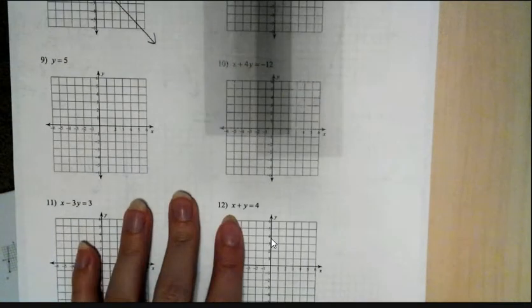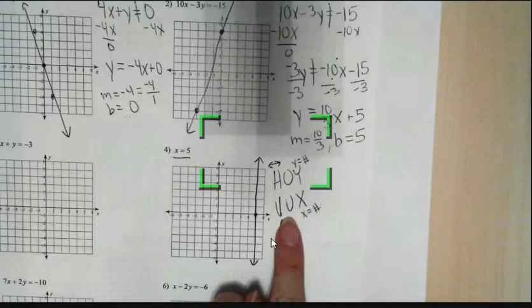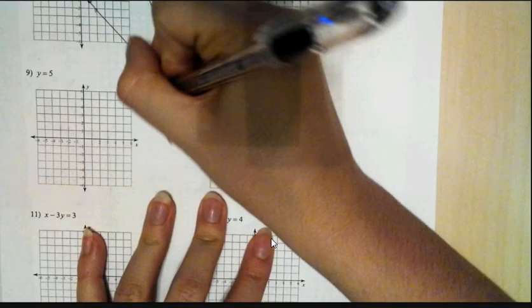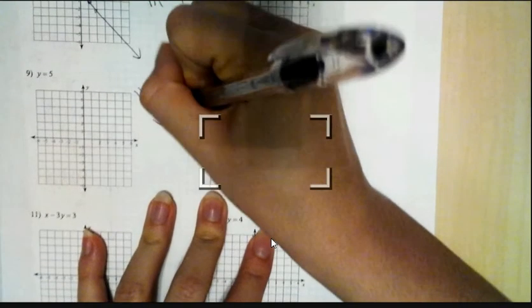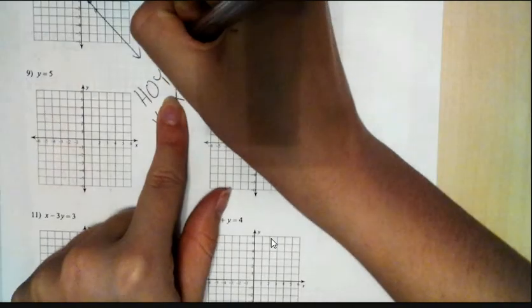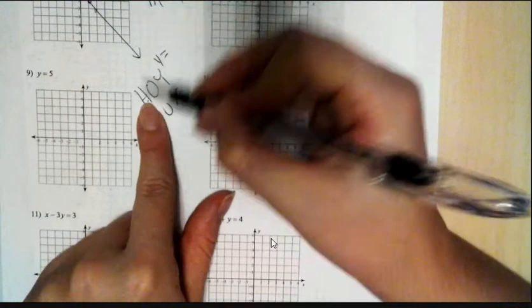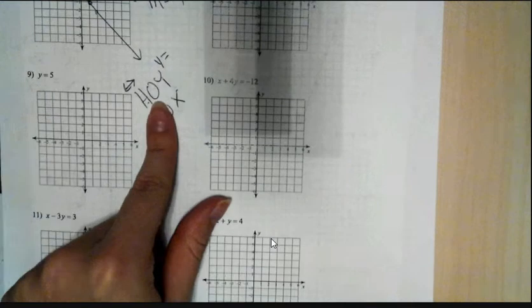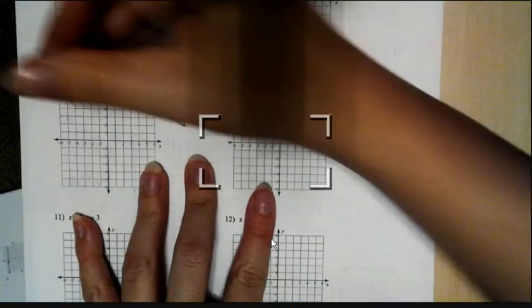Now number 9 is similar to number 4, but instead of having x equaling something, we have y equaling something. So I'm still going to use this acronym, but I'm going to look here. So with y equals something, that means it's a horizontal line and it's a 0 slope. So I'm going to plot a point where y equals 5, and then I'm just going to make a horizontal line.